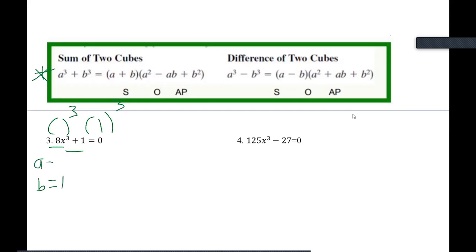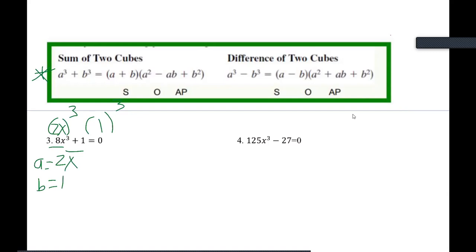For our A, first just look at the number. What number up to the third power would give you 8? Well, that would be 2, like 2 times 2 times 2. And then for your variable, what up to the third power would give you x to the third? Well, just x, right? So our A would be 2x. So that's how you pull out your A and B in these formulas.